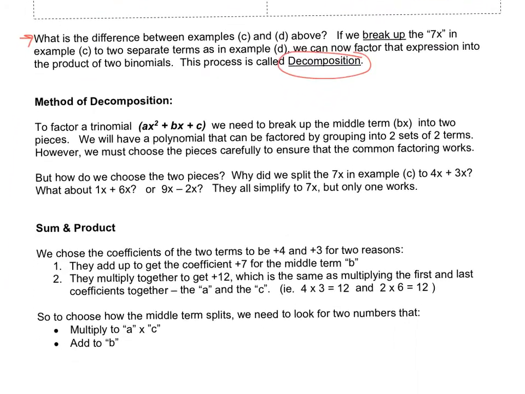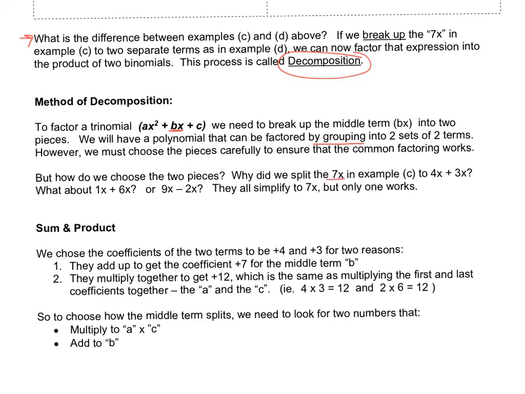So let's talk about this method of decomposition. To factor a trinomial, ax squared plus bx plus c, we need to break up the bx, the middle term, into 2 pieces. We'll have a polynomial that can be factored by grouping into 2 sets of 2 terms, but we have to make sure we know how that works. How do we choose the 2 pieces?